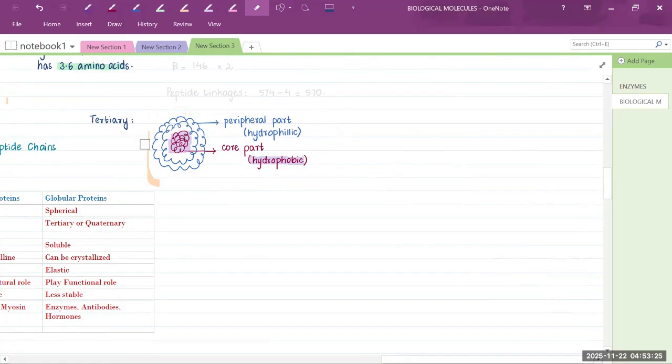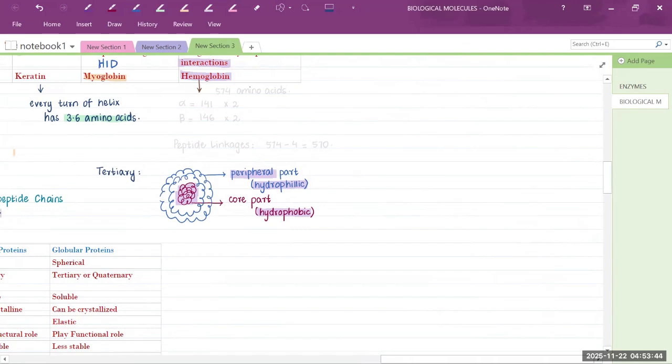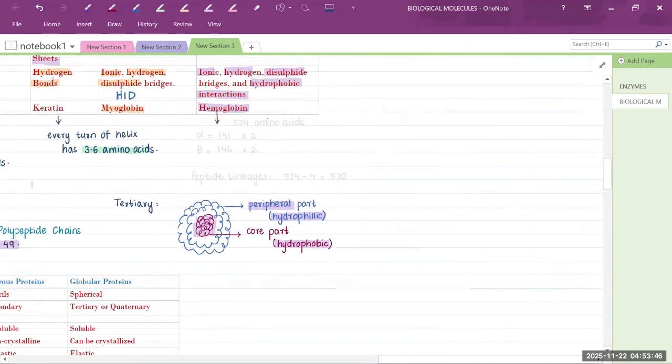And the outer part has amino acids which are water loving, and that is the peripheral part, and that is hydrophilic in nature. So the overall globular structure we know is water loving. It is soluble in water.